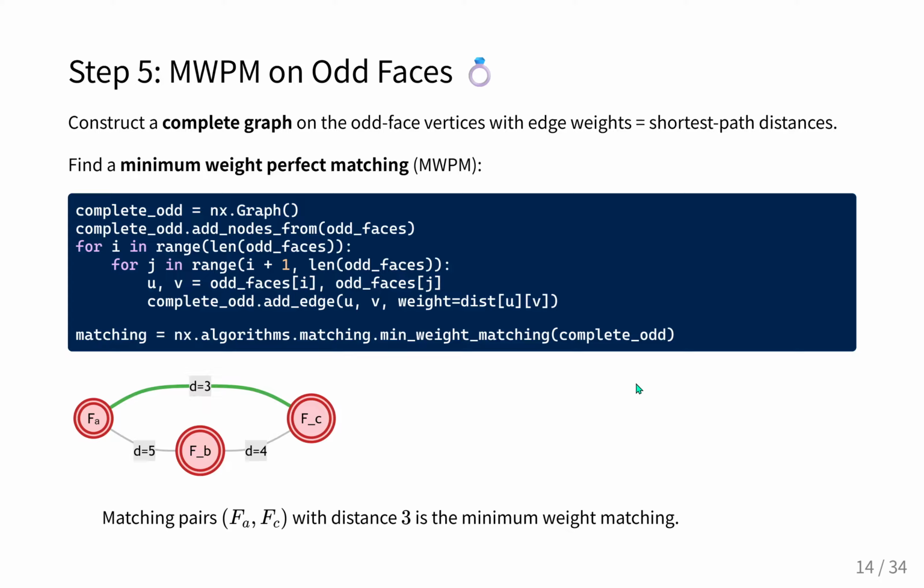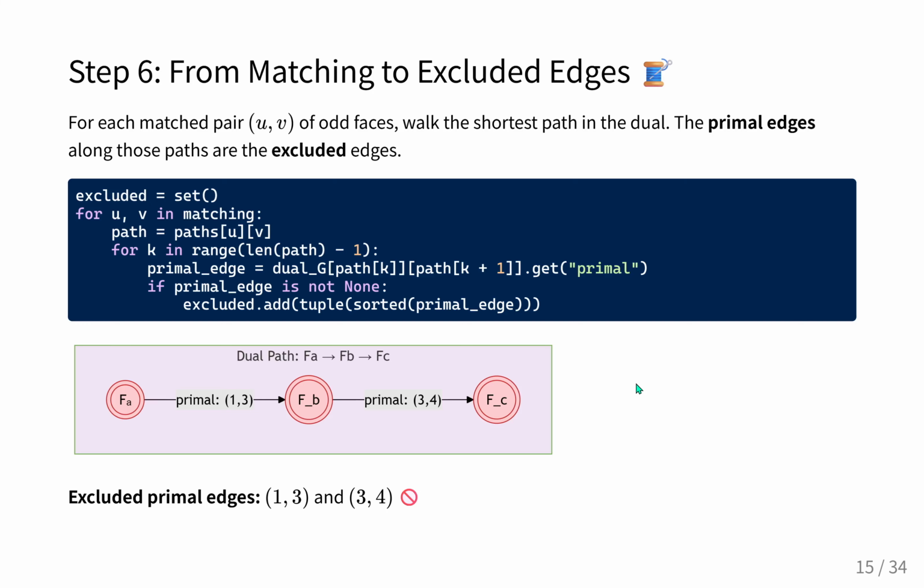Yes. Then comes the final crucial maneuver. We trace those optimal shortest paths in the dual graph back to the original highways, the primal edges in our network, and the edges that make up those paths are explicitly removed. They're the edges we exclude from our cut. You got it. The remaining edges form a bipartite subgraph, which is our MAXCUT.